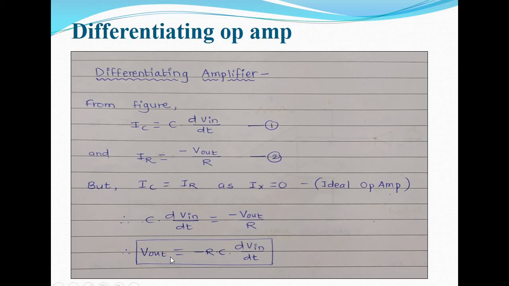So we can rearrange the terms. V out equals minus RC, then d of V in divided by dt. So that is the equation for the voltage at the output terminal.